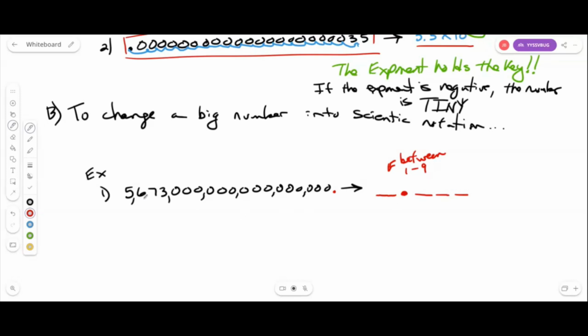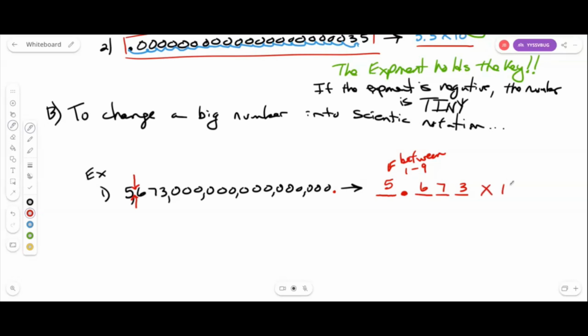So in order to do this, I need the decimal place to sit right there between the 5 and the 6, so that this becomes 5.673. So we're looking at these significant digits, and we are looking at where the decimal point needs to go so that the first digit is between 1 and 9.